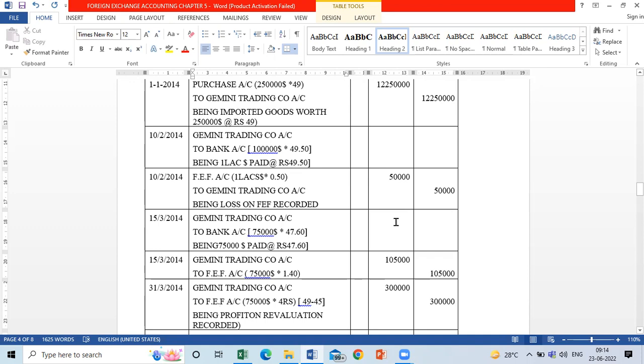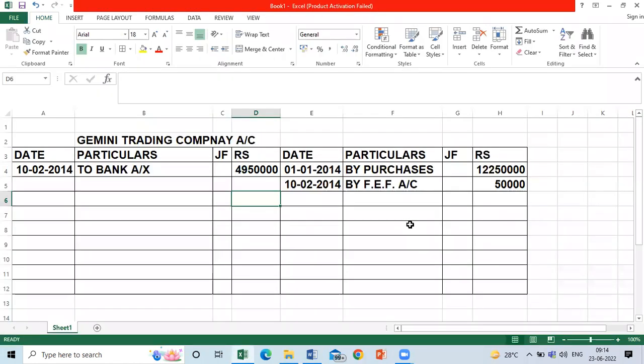Next, on 15th March we have again debited Gemini Trading Company. By how much? What is the amount here? $71 into 47.6. What is the amount? 35,70,000. 15th March, to bank account, 35,70,000.